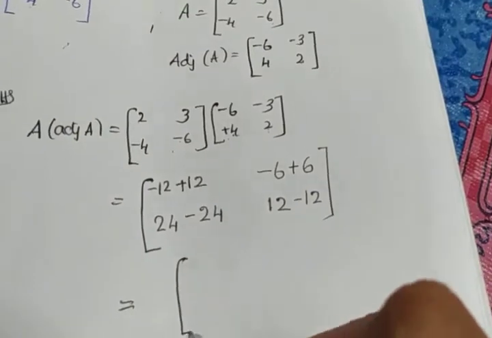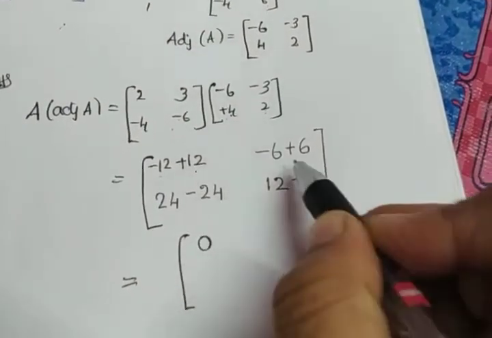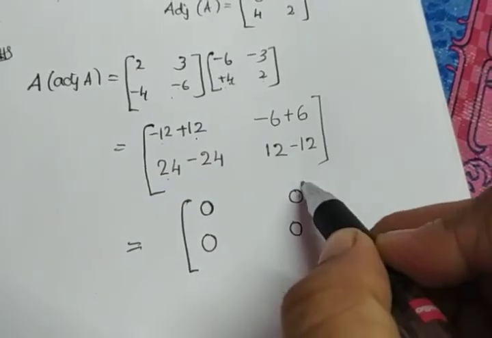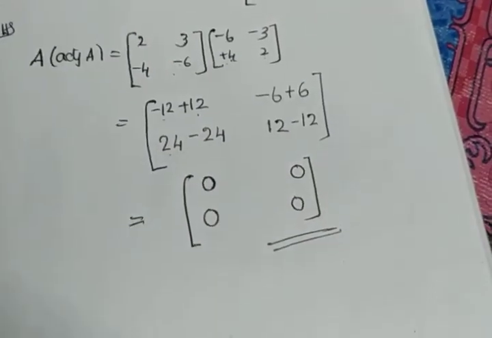So we are getting the first row as minus 12 plus 12 is 0, minus 6 plus 6 is again 0, 24 minus 24 is 0, 12 minus 12 is 0. So we got A into adj A like this.